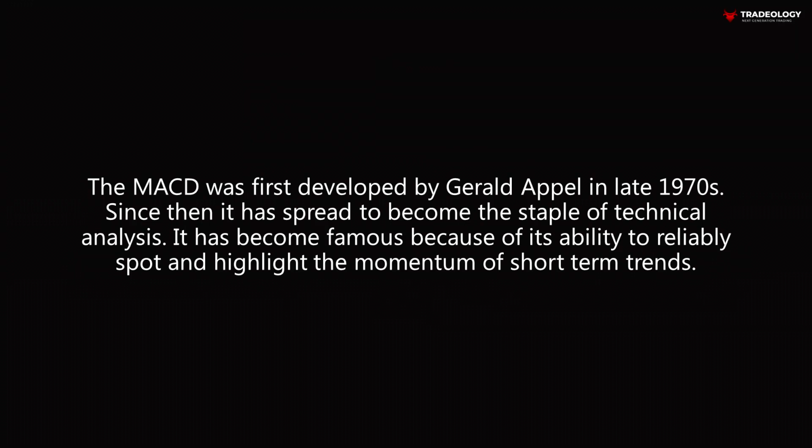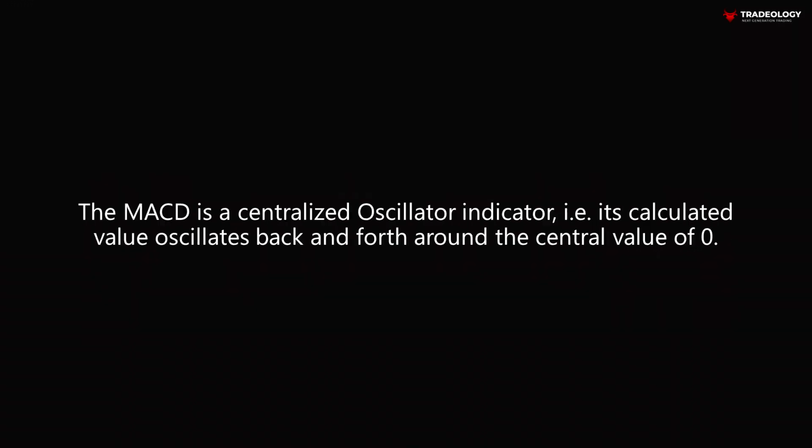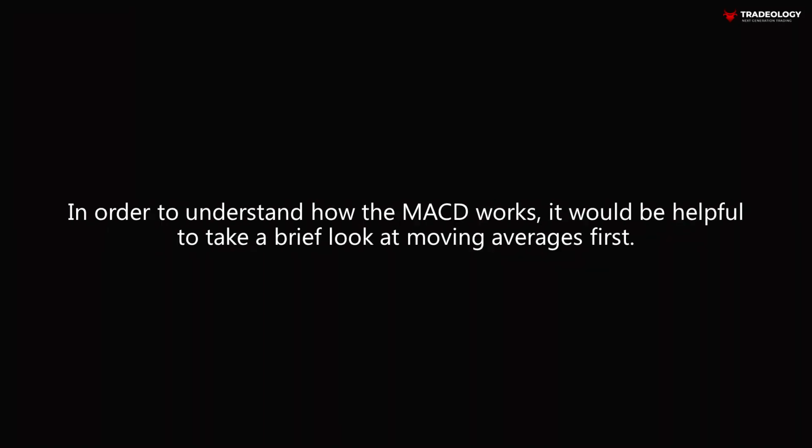It has become famous because of its ability to reliably spot and highlight the momentum of short-term trends. The MACD is a centralized oscillator indicator. In other words, its calculated value oscillates back and forth around the central value of 0. In order to understand how the MACD works, it would be helpful to take a brief look at the moving averages first.